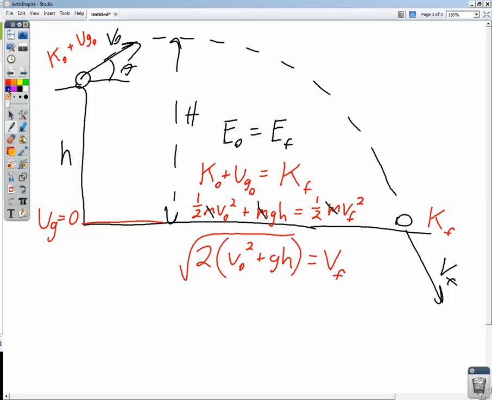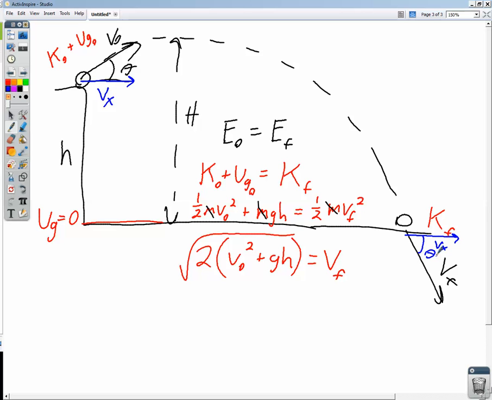Now notice that the other types of problems we solve with projectile motion can also still be solved, remembering that the initial horizontal velocity doesn't change, so that means that we also know the final horizontal velocity. If we know the final horizontal velocity and we know the final velocity, we can find something like the angle that this projectile hits the ground with.